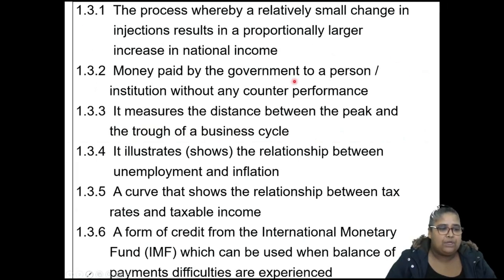Now, question 1.3, we read the definition, and then we have to give a term for it. The process whereby a relatively small change in injections results in a proportionally larger increase in national income. What is the term for that? There's this concept that we did in term one, which is called the multiplier. If there's a small injection of money into an economy, this will result in a proportionately larger increase in national income, meaning all citizens or all factors of production will earn a larger income as a result of money being injected into the economy.